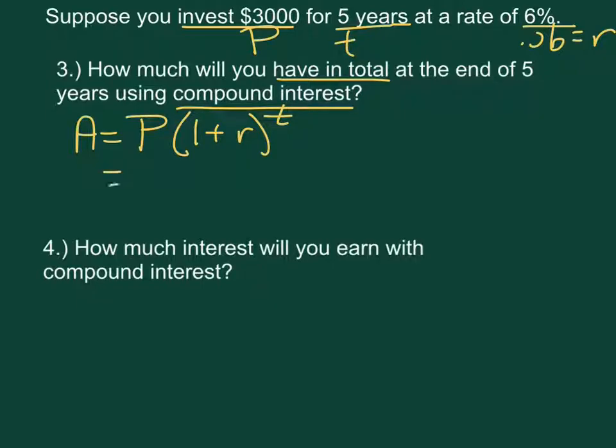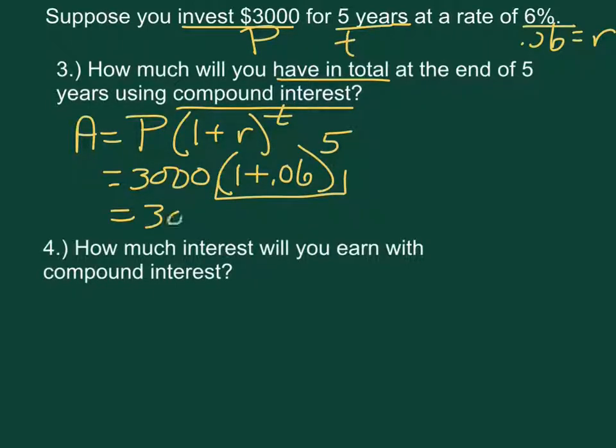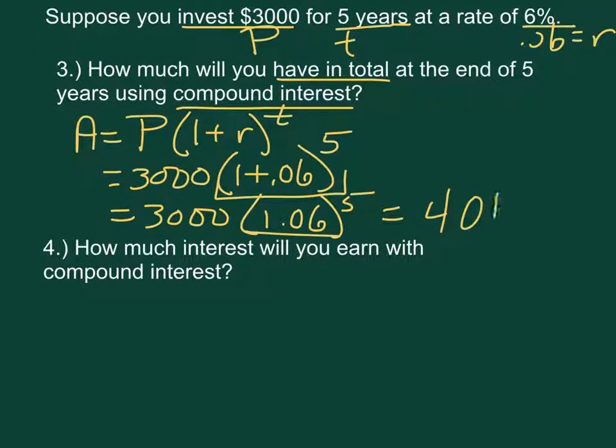So let's plug those in. 3,000 times 1 plus 0.06 to the 5th power. So you're going to have to do that with a calculator. Do this calculation first. You're going to do 1.06 to the 5th power, and then multiply it by 3,000. That will give you $4,014.68. Make sure you round to the hundredths place.